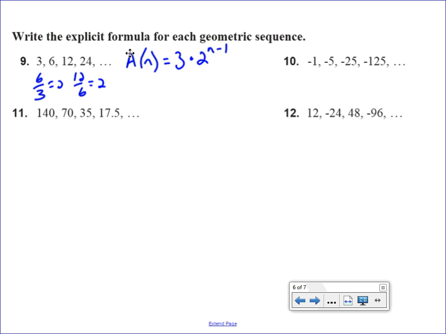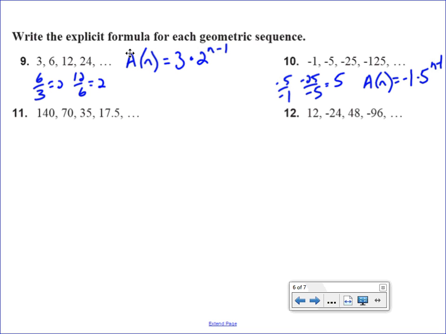Okay, if I look at my next one, a negative 5 divided by a negative 1, or a negative 25 divided by a negative 5, our common ratio here is a 5. So what's that going to look like? It would look like this. a_n, or any term, would be found by taking your first term times your common ratio to the n minus 1 power. Okay, let's continue on.